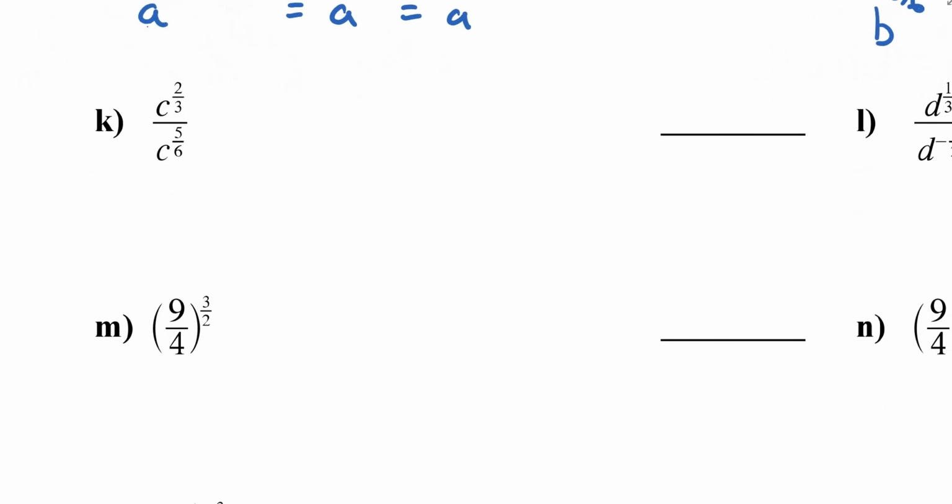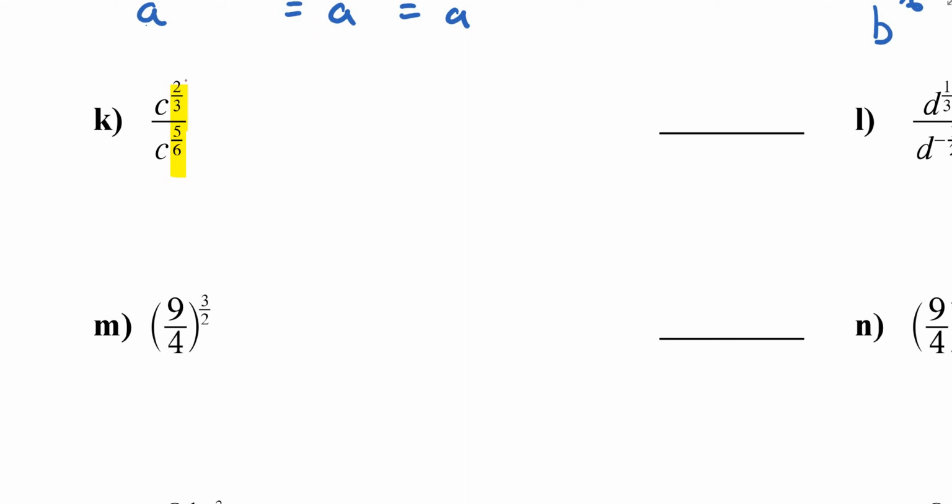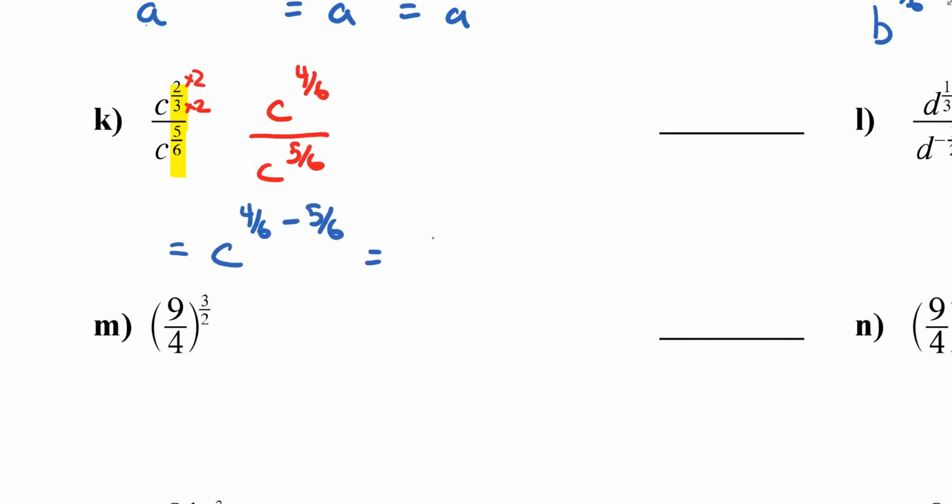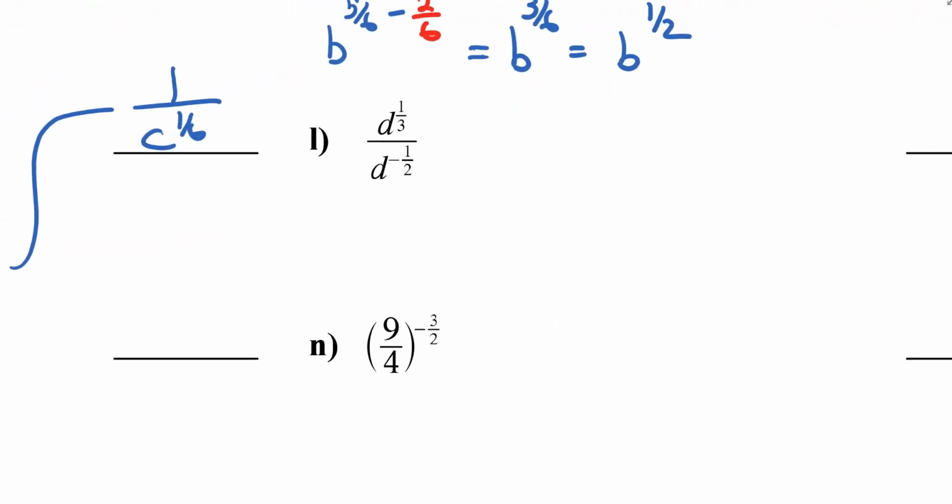Okay, let's go on to k now. You notice that the denominators, the 6 and the 3, are not the same, so you might as well just times this by 2 and that by 2. So this is c to the power of 4 over 6 all over c to the power of 5 over 6. And now the denominators are the same, so you can simply subtract these a little bit easier. So 4 minus 5 is negative 1, so this is c to the power of negative 1 over 6. And that's the same thing as 1 over c to the power of 1 over 6. Good. We're making good progress here.